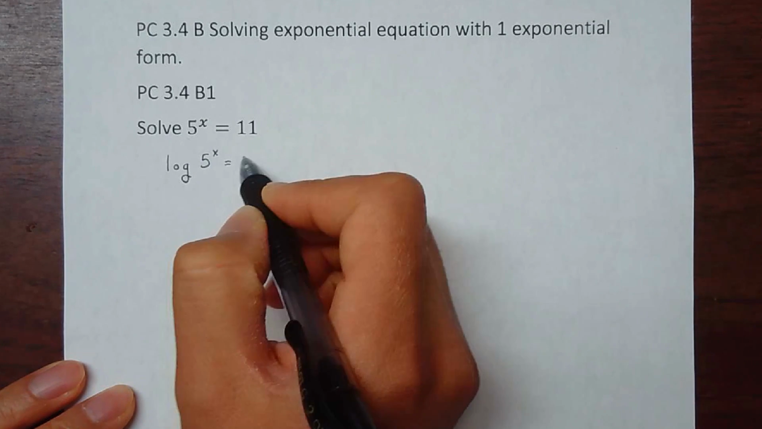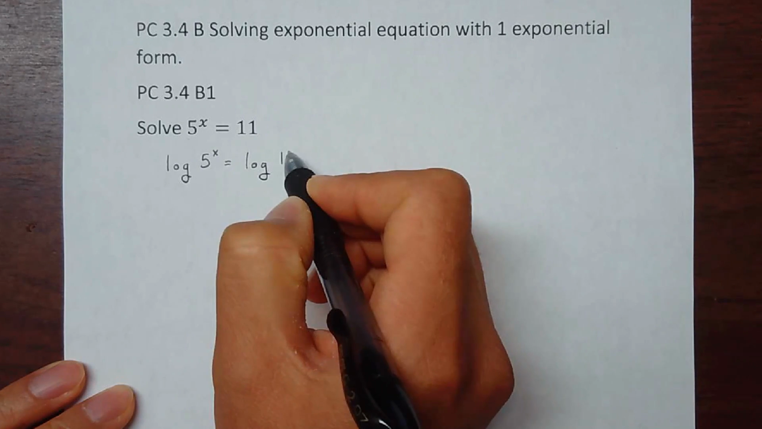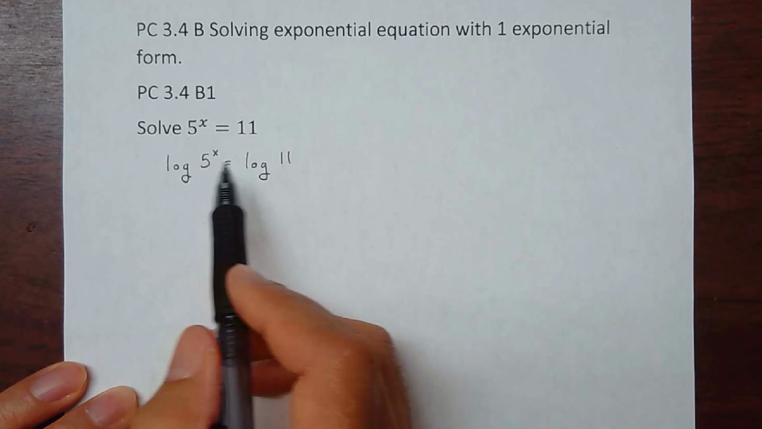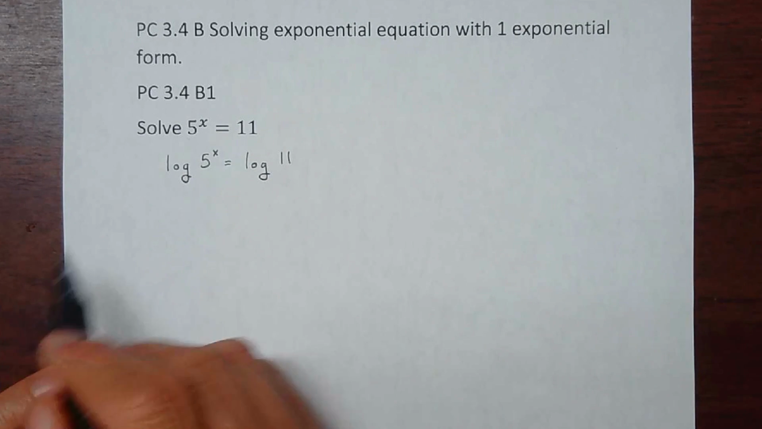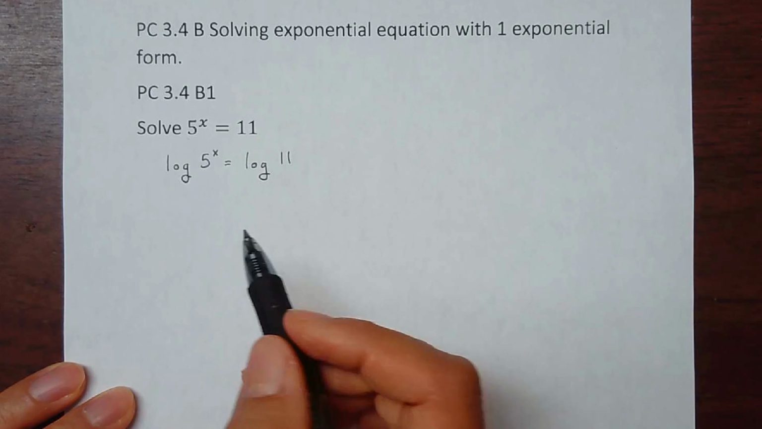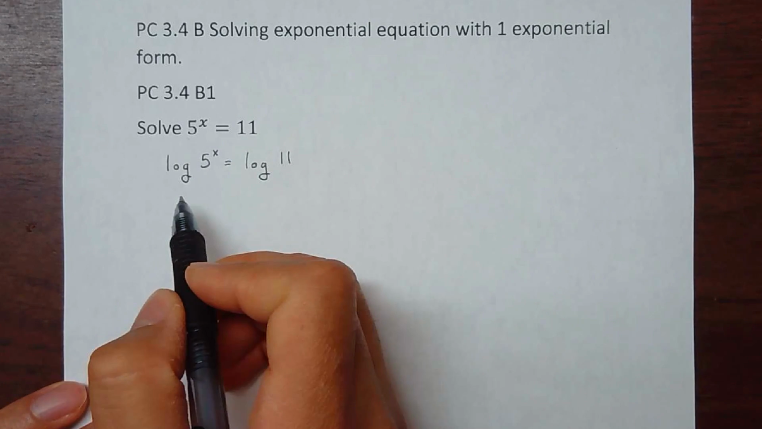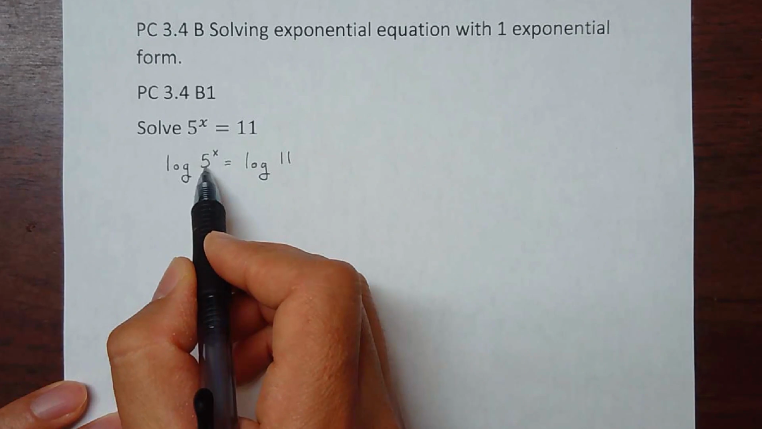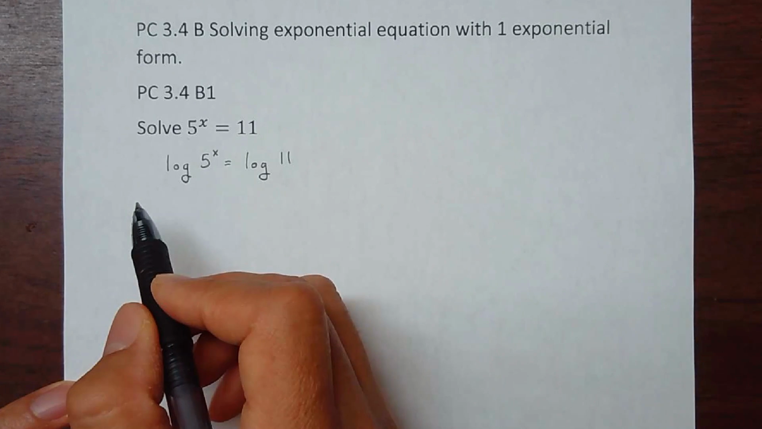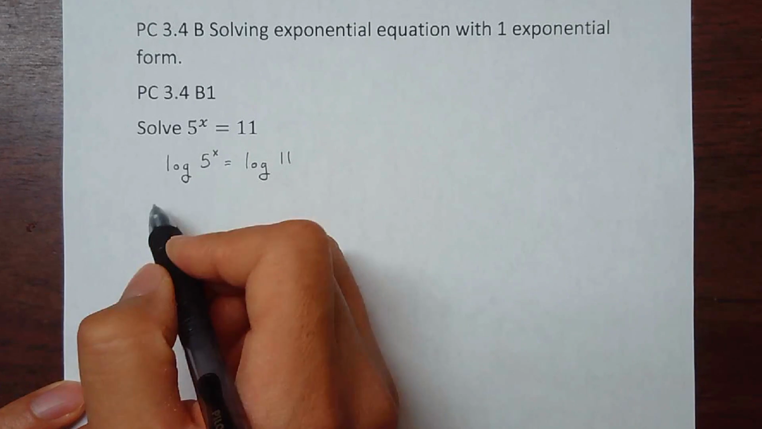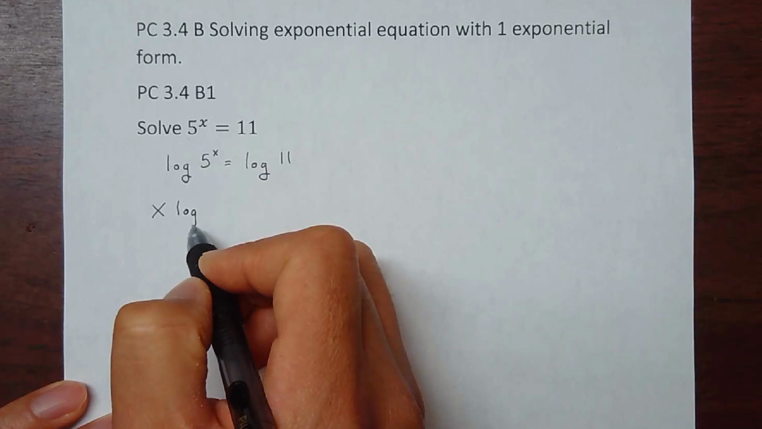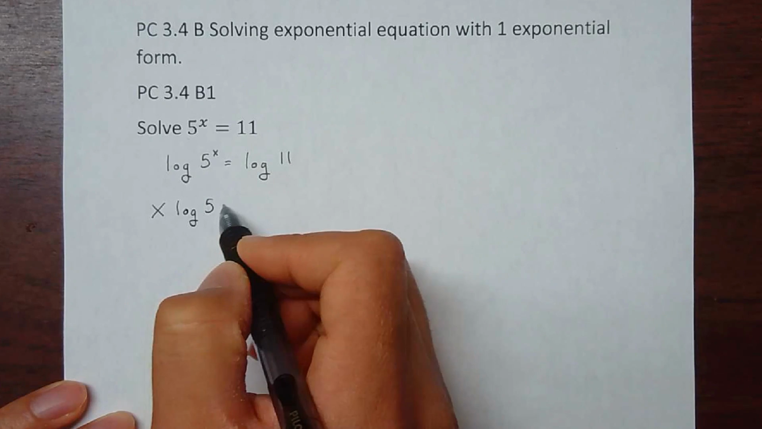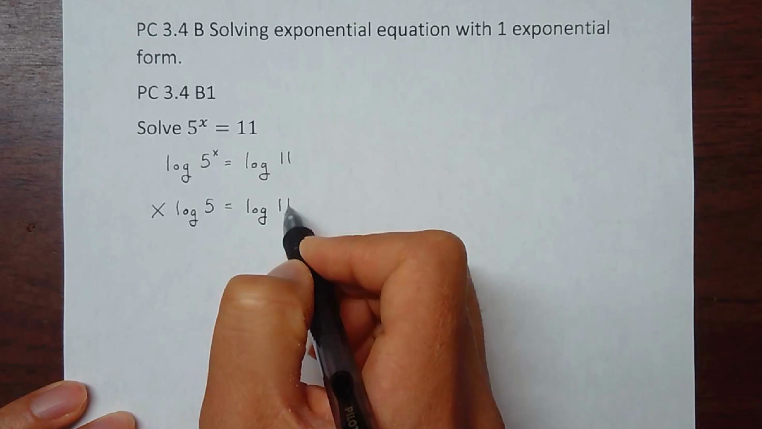You take the log on both sides. Right here you could have taken natural log on both sides, but I just applied the common log. Then you can deal with this power of 5. You use the property of the log, bring it down to the coefficient: x times common log of 5 equal to log 11.